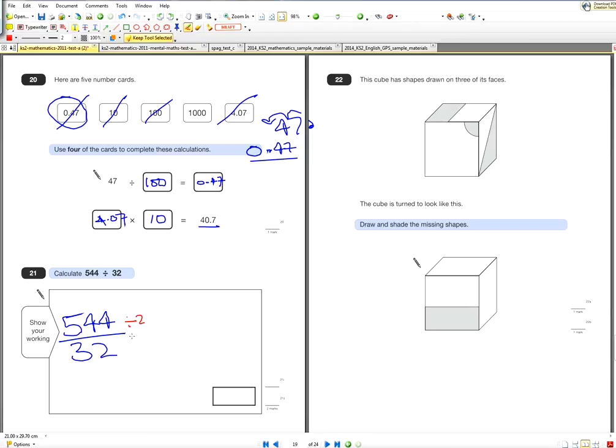So what do we divide by first? Divide by two. Okay, what's 544 divided by two? What's half of 544? Well, what's half of 500? 250. Okay, Mr. Kamal, again, please, can you stop shouting? So, and then half of 44 is 22. So 250 add 22 will give us?